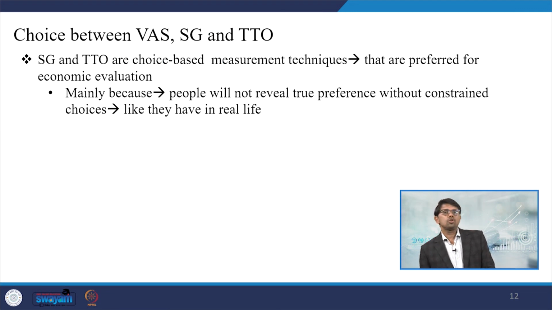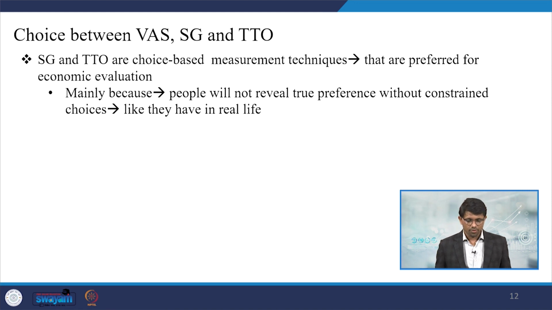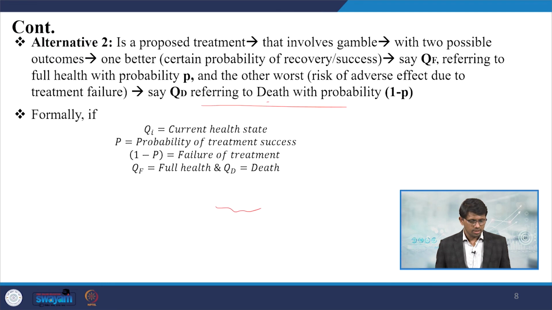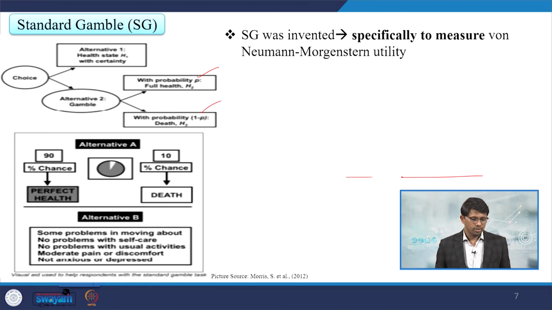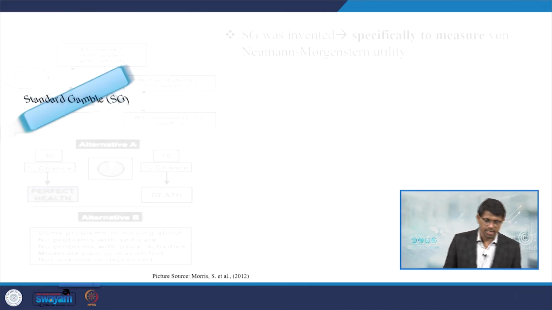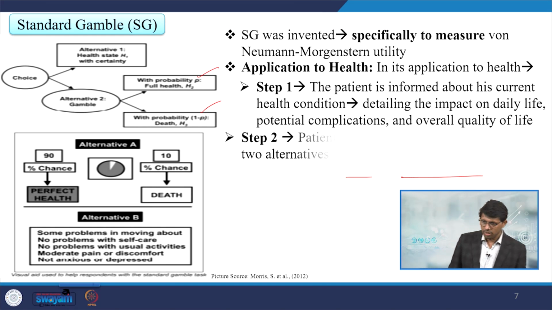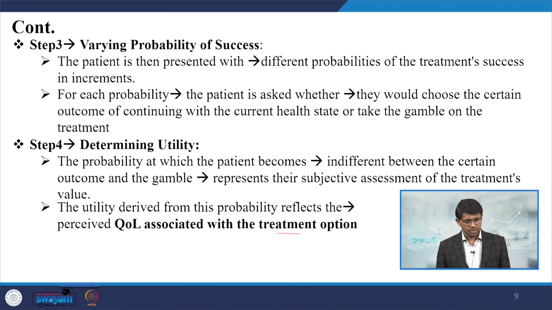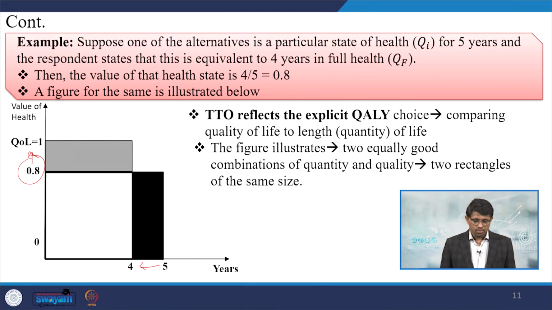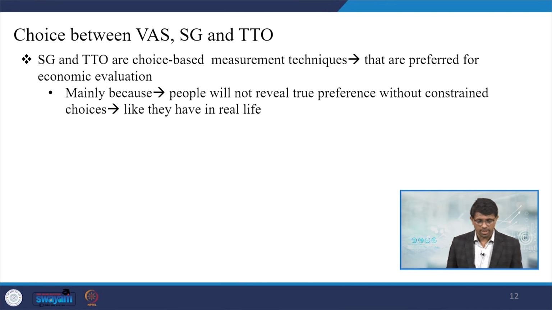Out of the choice of these three, that is VS, SG and TTO, I am just going back to show you what we have discussed. So, this is what I said: VS is a visual analog scale, and SG is a gamble setup called standard gamble. Then in the TTO we also estimated. We are just trying to compare these three together.